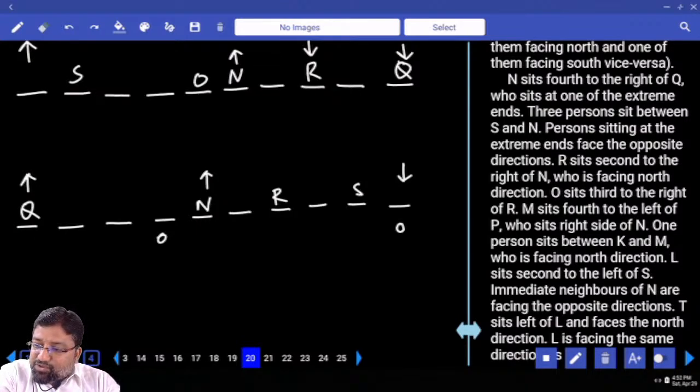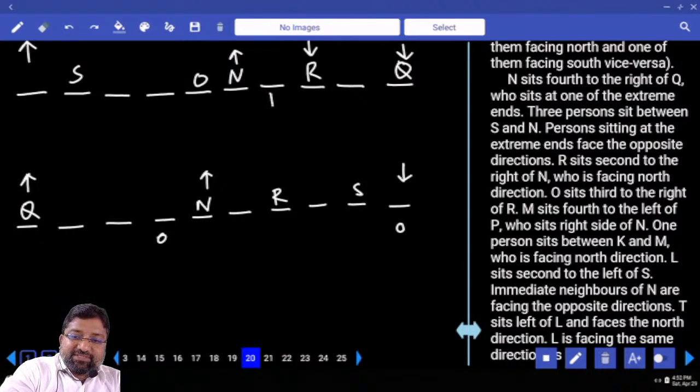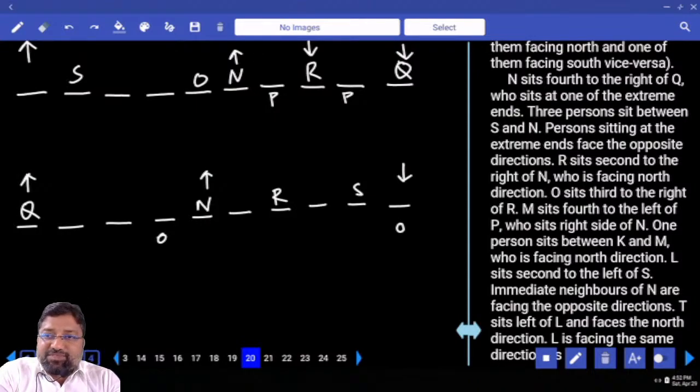M sits fourth to the left of P, P who is to the right side of N. Right side of N, any possibilities? Maybe this is P or this is P. Here again 3 possibilities come. How many possibilities are coming? 3 possibilities. That means we are not sure with the position of P.